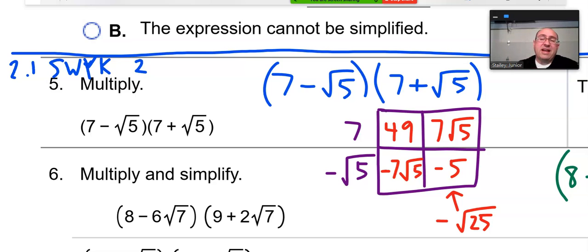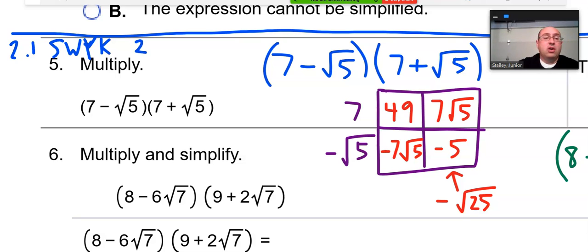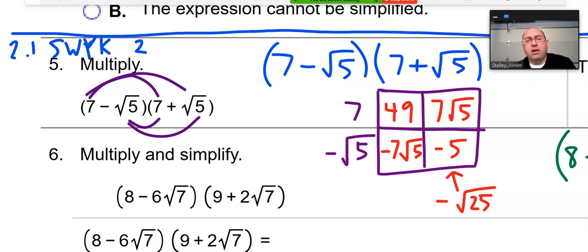Yep. In fact, I love using boxes because people's information gets organized and they don't lose things. I know some of you hate it. You would rather just draw 7 times 7 is 49, 7 times that is 7 radical 5, negative 7 radical 5, and negative 25. If you want to do that with arrows, I don't care. It's okay. Do it your way. But showing you my way, I put a box underneath and then I match things up, right?